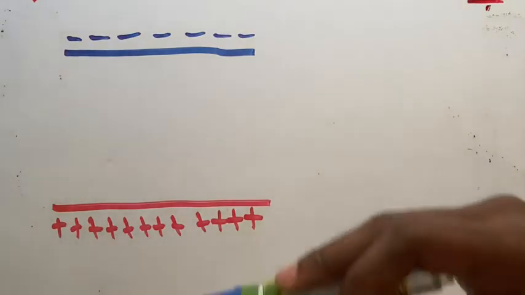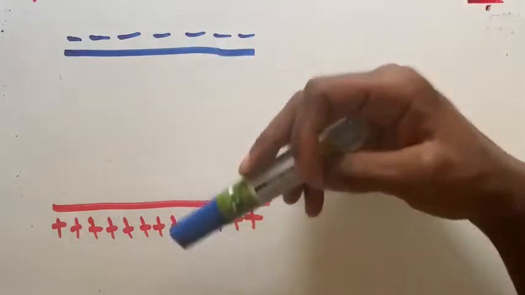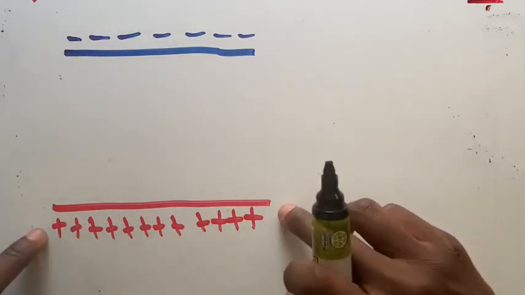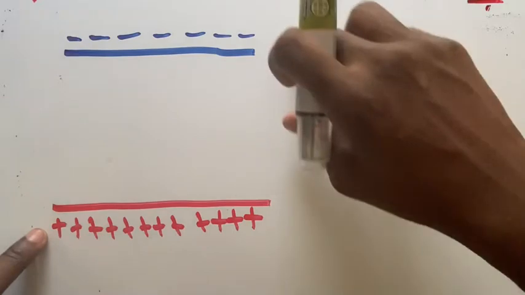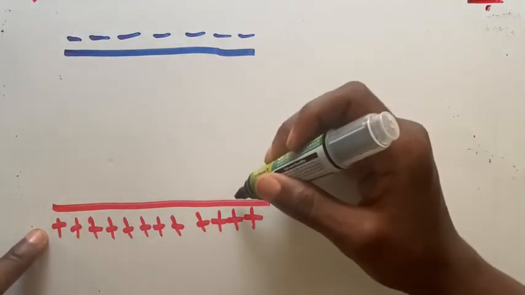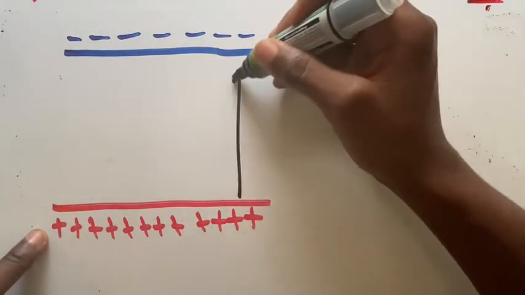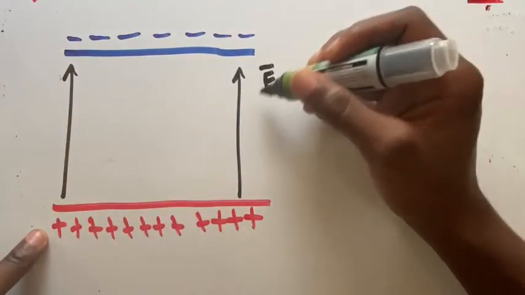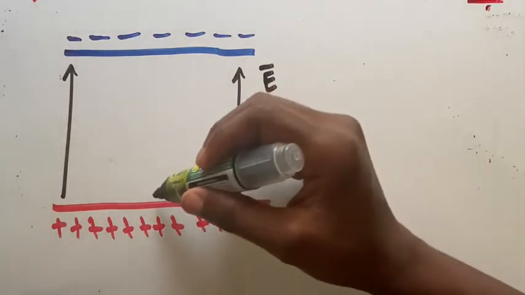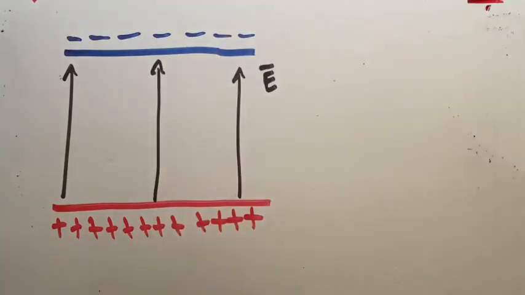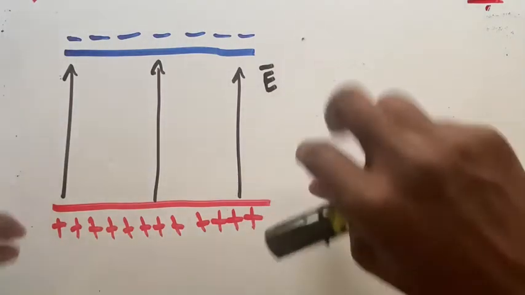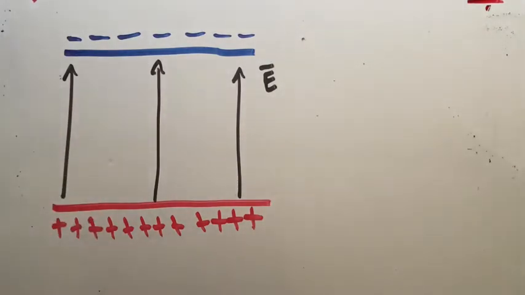So if I want to draw the electric field between these plates, how would that look? Well, we know the electric field always points away from positives, right? And towards the negative. So the electric field is going to be pointing upwards like this. That's the electric field. So between these plates, the electric field is going to point from the positives towards the negatives.